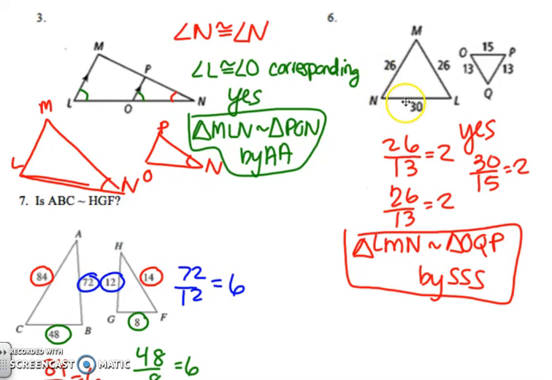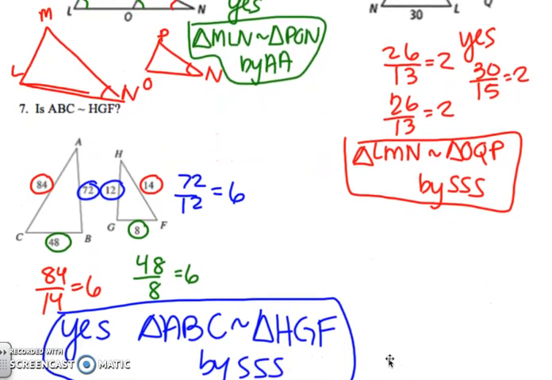On number 6, I checked the isosceles triangles. I checked the two legs and got 2. And then I checked my bases and got 2. Again, you could have gotten a half. Same thing. So yes, they are similar by side-side-side.